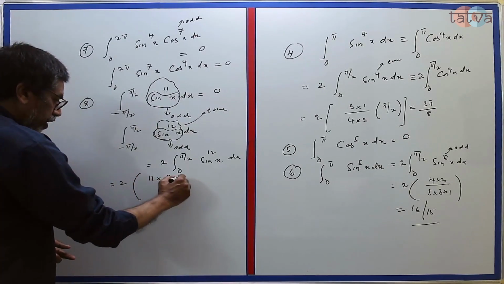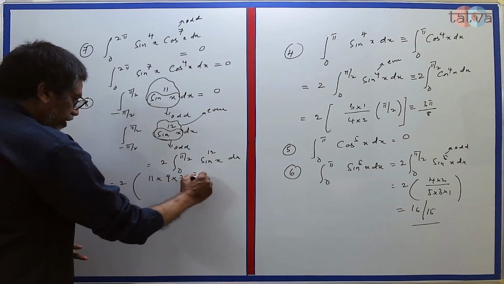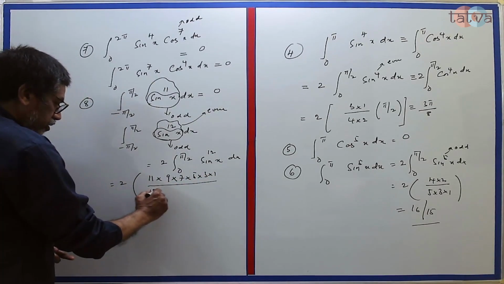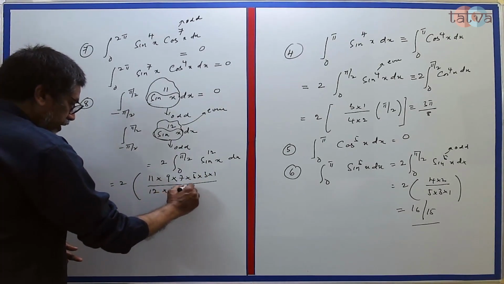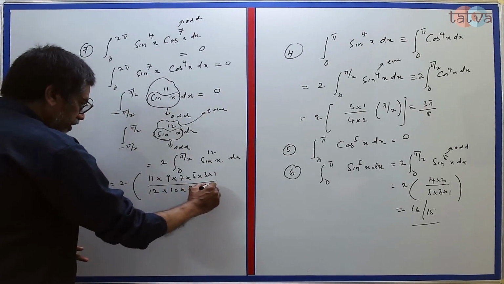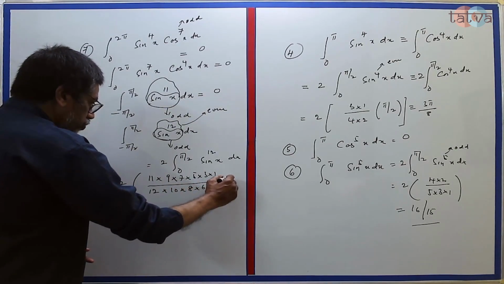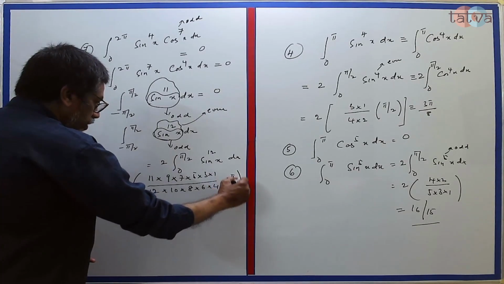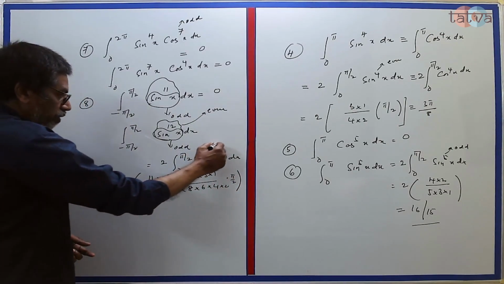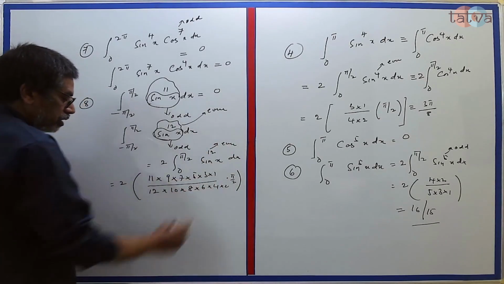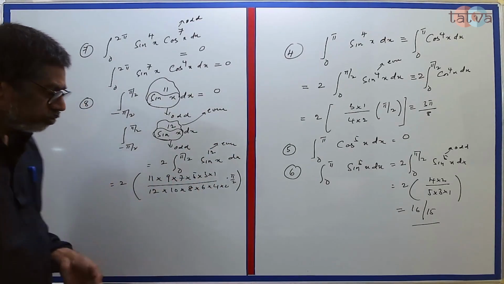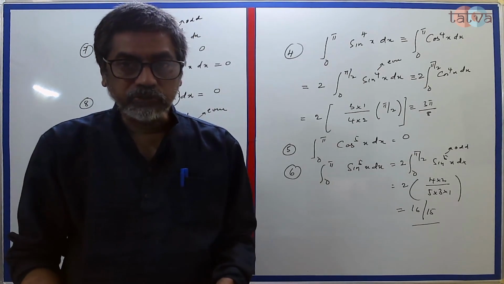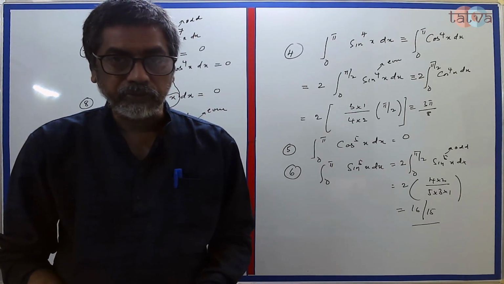11, 9, 7, 5, 3, 1 upon 12, 10, 8, 6, 4, 2. Don't forget, you should also multiply with pi by 2 because it's an even power. Getting the final output is not of any great interest now, but how you do this is what I'm trying to explain to you.